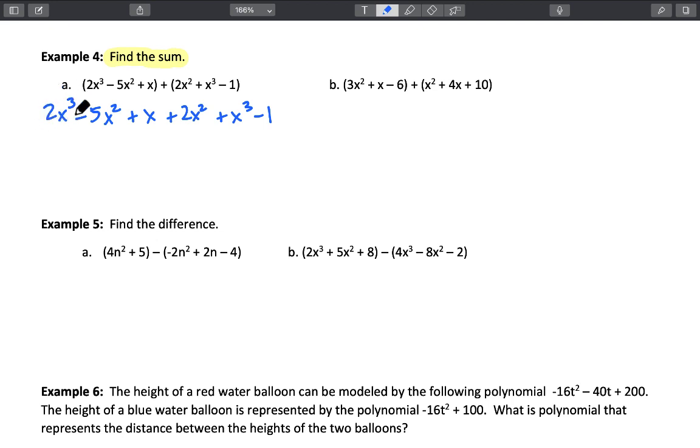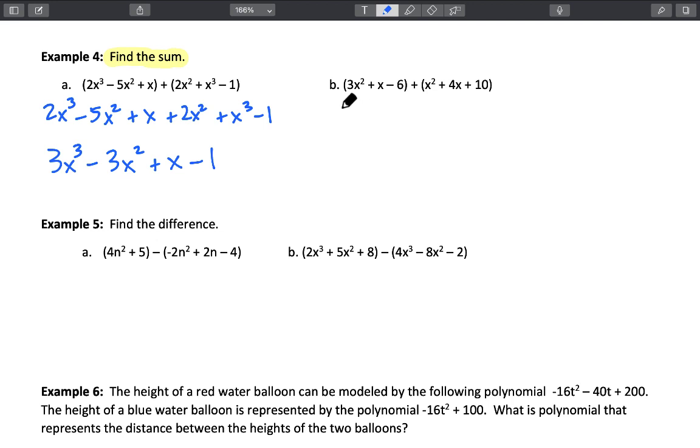I'm going to start with my highest degree, which is x cubed. I see I have a positive 2x cubed and a positive 1x cubed. That gives me 3x cubed. Next, I'm going to move down to my next highest degree, which is the squared terms. Negative 5x squared plus 2x squared gives me a negative 3x squared. Next, I have an x. That doesn't combine with anything else, so I'm just going to write it as positive x. And finally, my constant term of negative 1. And here's the sum of those 2 polynomials.